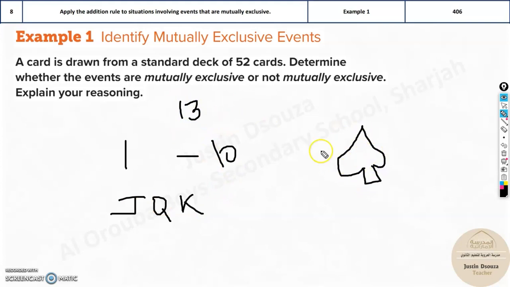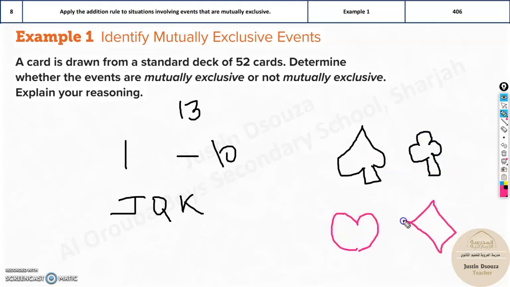There is spades, then there is clubs. There are 2 black suits, and there are 2 red suits, that is hearts and diamonds. Okay, I hope you know this. So 13 times 4 is 52. There are 52 cards, but the jokers are not included in this.